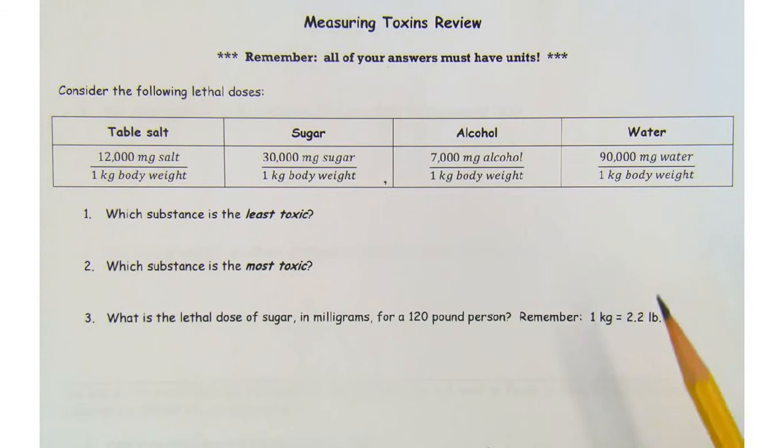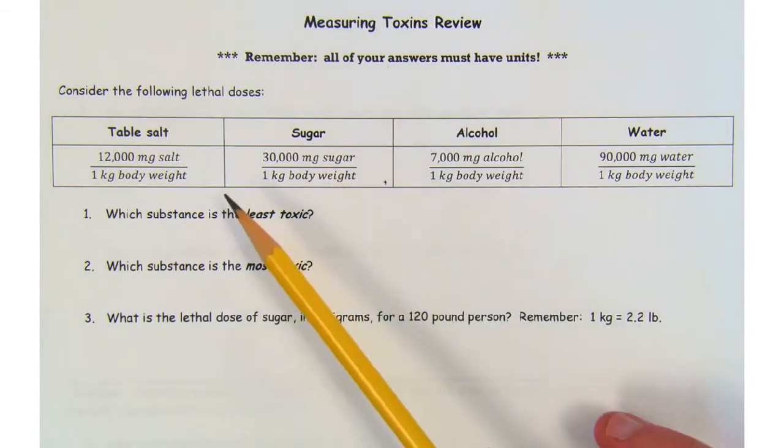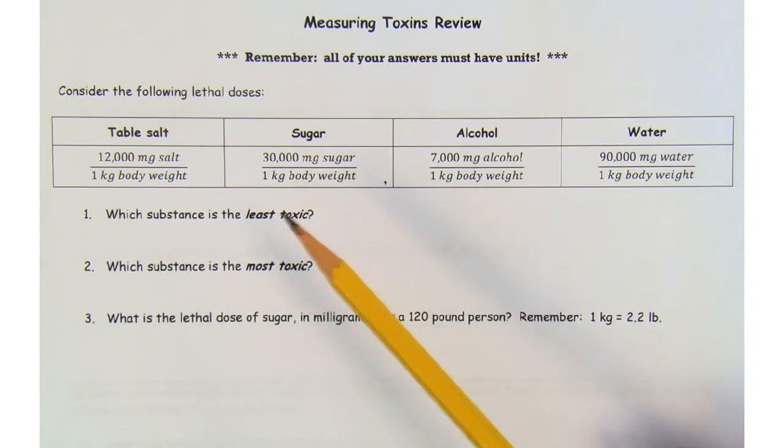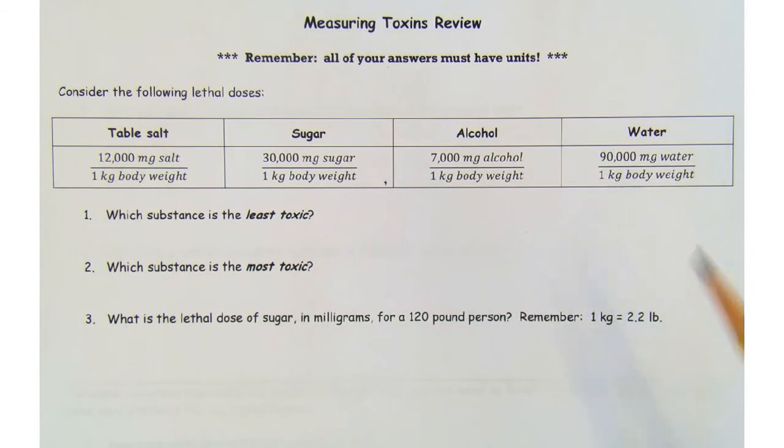Looking at the top, there's a big table with different substances in it: salt, sugar, alcohol, and water. The first question says, which is the least toxic? In other words, which one would make the worst poison? The least toxic is the one that you need to give someone the most of to kill them. Something's not very toxic if you can drink a whole lot of it and not die. So in this case, that would be water. For every kilogram you weigh, you need 90,000 milligrams of water in order to kill you.